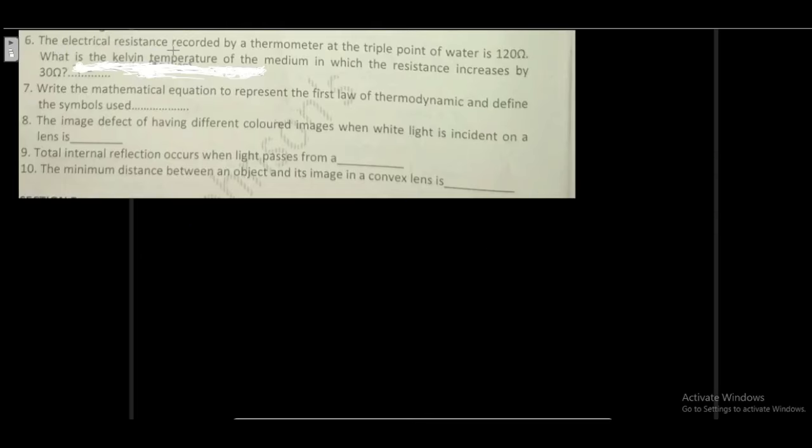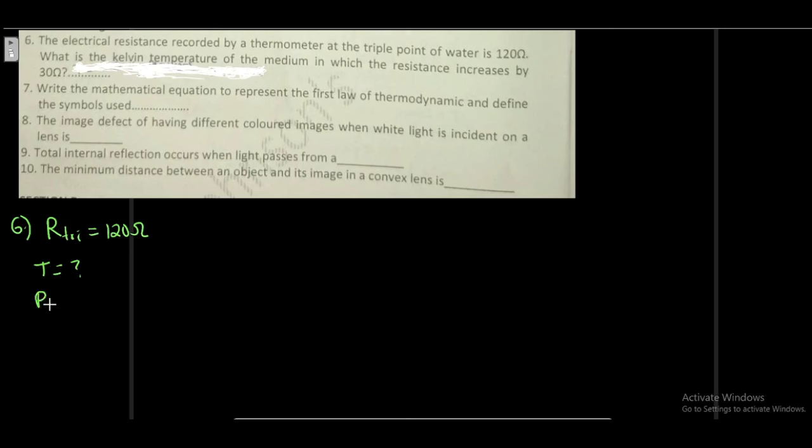It says the electrical resistance recorded by a thermometer at triple point of water is 120 ohms. So we have resistance at triple point of water to be 120 ohms. They said, what is the Kelvin temperature of the medium in which the resistance increases by 30 ohms? So we are looking for the temperature in which this resistance now will increase by 30 ohms.